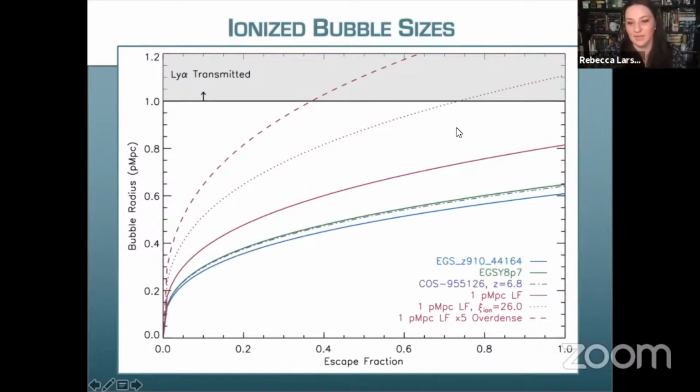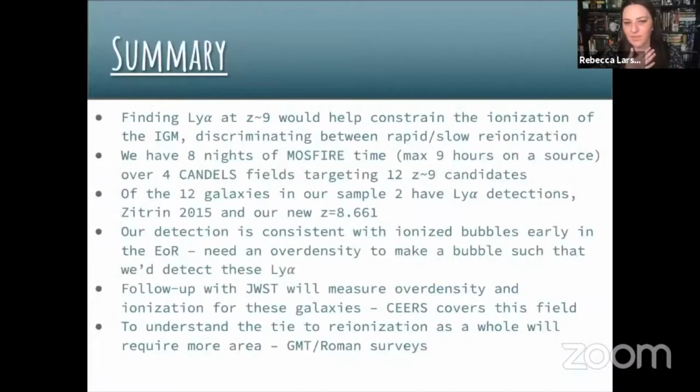Where we get a Sion value of 26, we could potentially also make a bubble this big if we had a higher escape fraction. And what's cool about this is these two properties are things that are going to be measured with JWST because this is in the EGS field, and this is where the Sears ERS program and some of our other data is going to be targeting. So we will be able to answer which one of these scenarios created this bubble such that we're seeing the Lyman alpha we're detecting.